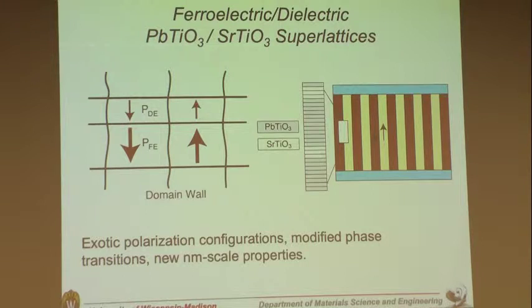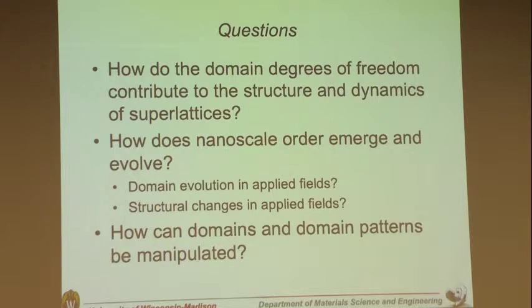Everybody see that? So if you look at this system, if you just grew this and cooled it off, you'd find that it was patterning itself at 3 nanometer periodicity. So the question is, how does this domain degree of freedom change the structure and the dynamics, and how does the nanoscale order emerge, or how can it be manipulated?